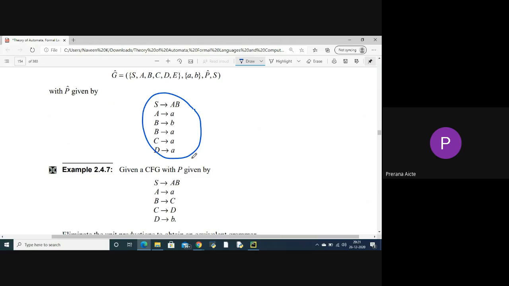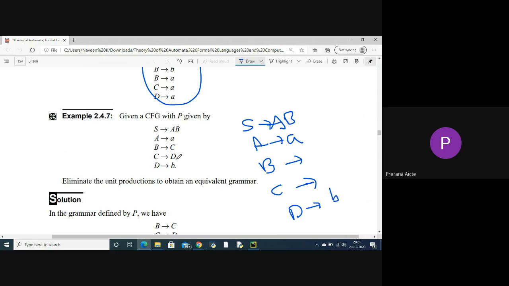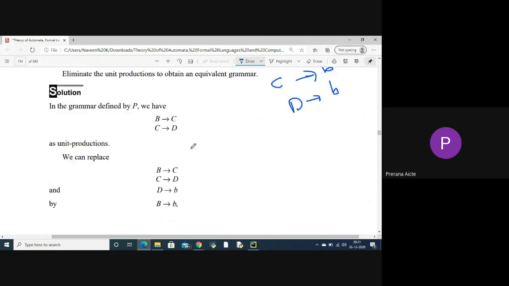Okay, next we'll go with the next example. So eliminate the unit productions here. Here we have the grammar S tends to AB, A tends to small a, B tends to capital C is a unit production, and C tends to D is also a unit production, and D tends to small b. And in place of capital B, we place small b. In place of capital C, we place small b. So this is the grammar.